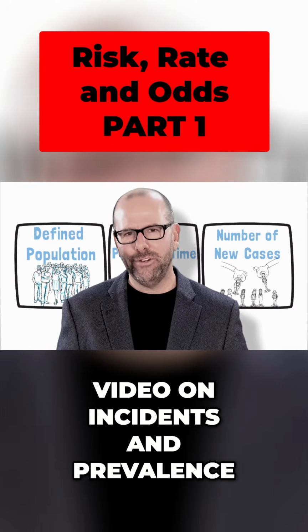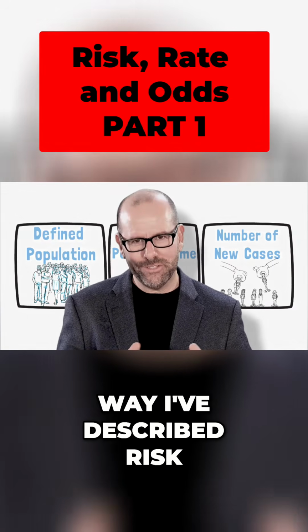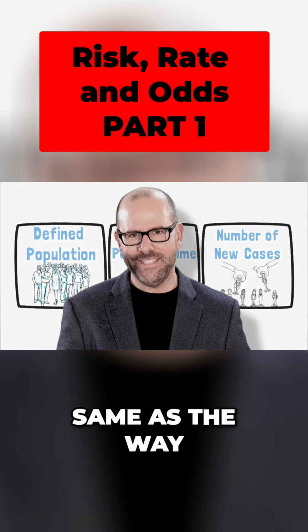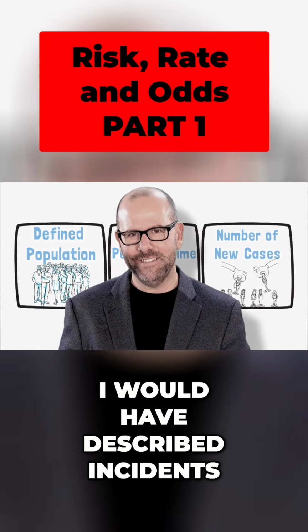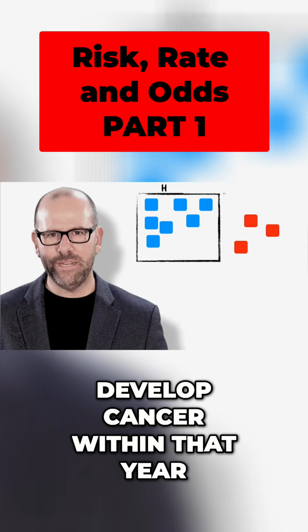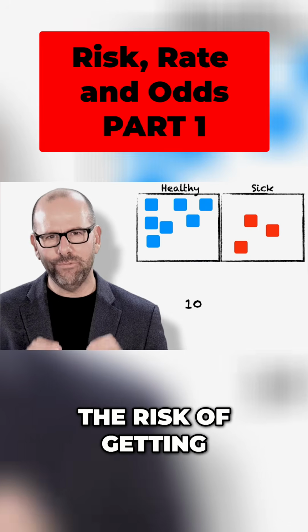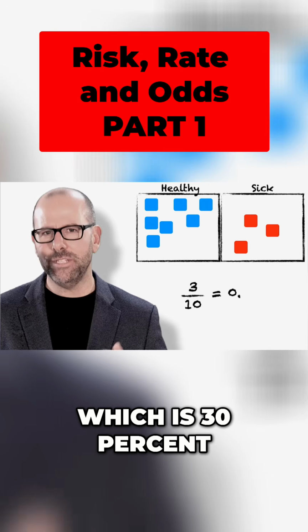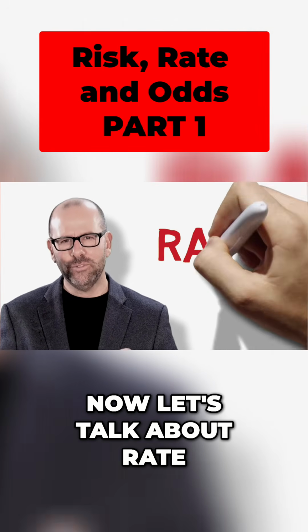Now, if you've watched my video on incidence and prevalence, you'll notice that the way I've described risk is very similar, if not exactly the same, as the way I would have described incidence. If we have 10 people and we look at them over a period of 1 year and 3 of them develop cancer within that year, we would have said the risk of getting cancer is 3 over 10, which is 30%.